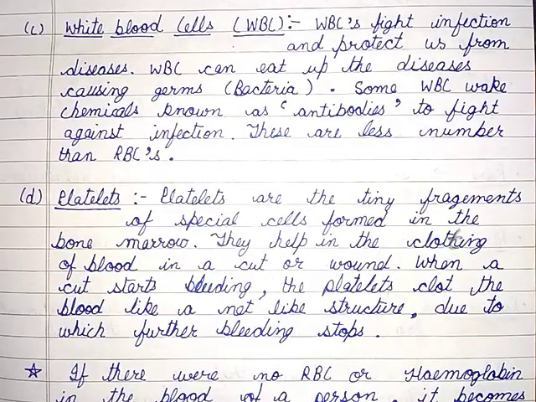WBCs or white blood cells. WBCs fight infection and protect us from diseases. WBCs can eat up the disease-causing germs, bacteria. Some WBCs make chemicals known as antibodies to fight against infection. These are less in number than RBCs.